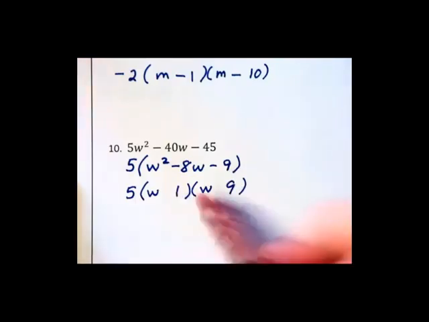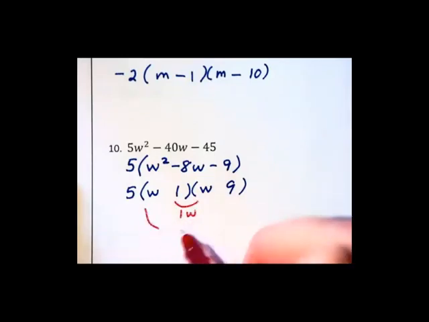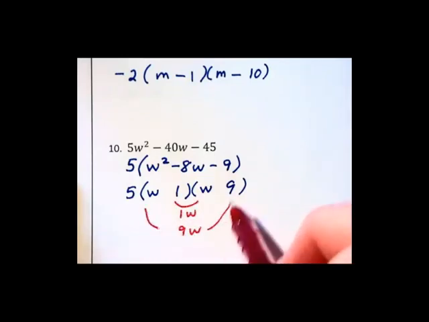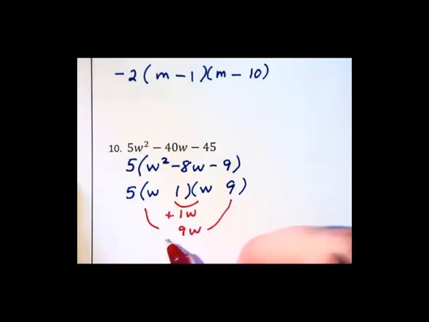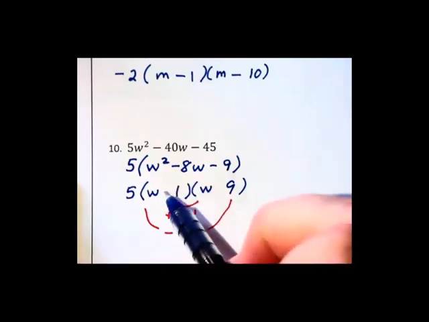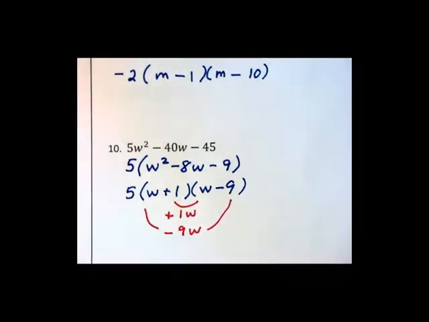I'm going to be careful with my signs here. I'm going to have a 1w on the inner and a 9w on the outer. I need to make it minus 8, so a positive 1 and a negative 9 will add up to that negative 8 in the middle. So 5 times w plus 1 times w minus 9 will be the numbers that do the trick for us.